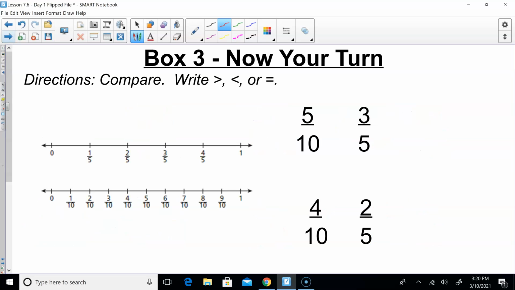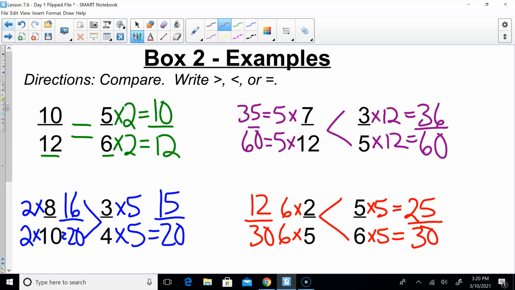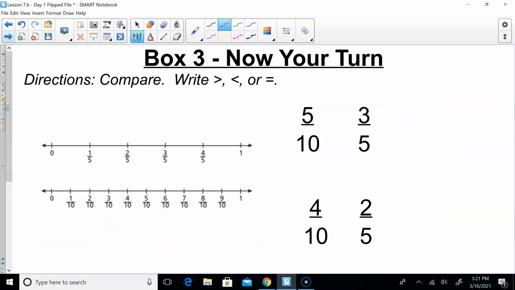And now it's your turn. So you draw a big line on your paper, right? Box 3, now your turn. And obviously I want you to compare these numbers and to show me your work. Showing your work is just like what we did on those last slides. This right here is showing your work. I see what you did to find a common denominator, and then I can see the 2 common denominators and how you compared them. So with these problems right here, pause the video and show me your work and solve them. Good luck.